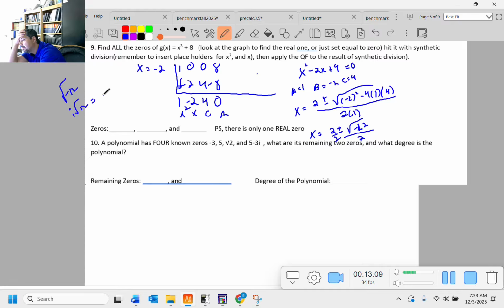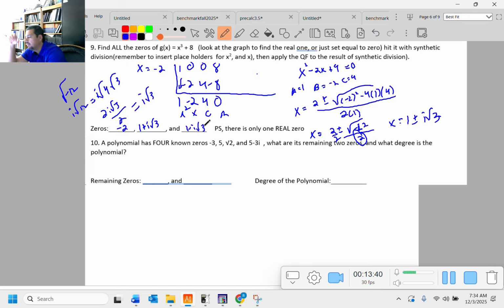Now, the root of -12 is not a real number, so it is imaginary. 12, last I checked, is the root of 4 times the root of 3, so I get 2i root 3. Now, let's think about that. That's over 2. That's going to be the imaginary root of 3. 2 over 2 is 1, plus or minus the imaginary root of 3. So your zeros are -2, 1 plus the imaginary root of 3, and 1 minus the imaginary root of 3.